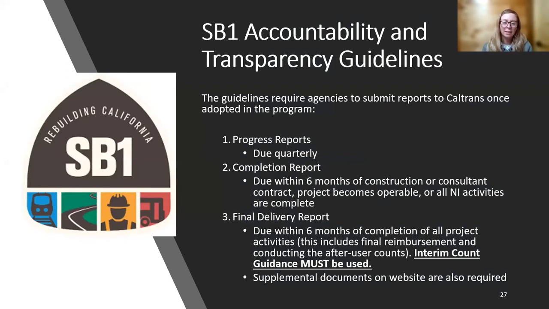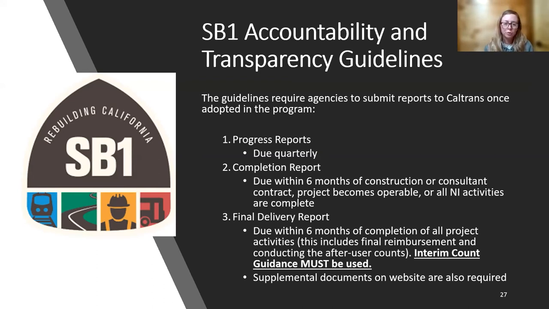After Senate Bill 1 was signed, the Commission adopted the Accountability and Transparency Guidelines, which set forth some requirements for agencies to report on their projects upon adoption into the program. Regardless of when the project is programmed to begin, once they are adopted into the program, they must start reporting. And it starts with progress reporting. This is quarterly. This includes reporting on scope, budget, schedule, and benefits. And this is required quarterly in order for us here at Caltrans to identify and mitigate any risks to the project so that it can be implemented as it was approved.